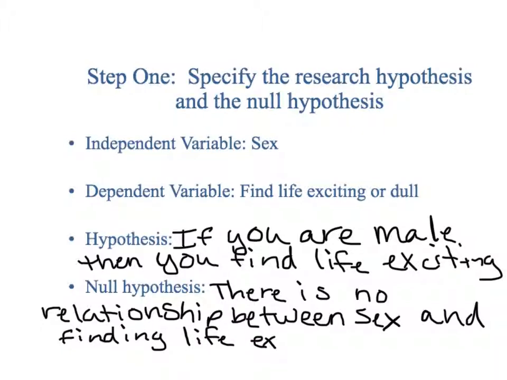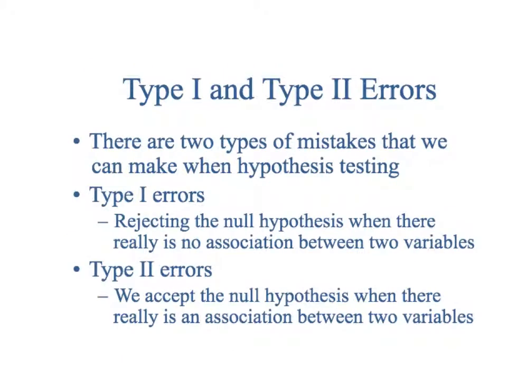So now that we have our hypothesis and null hypothesis to guide our statistics, we can move on to step 2, which is actually calculating the chi-square. Now, before we move on to calculating the chi-square, there's something I want to bring up that we haven't talked about yet. And that is type 1 and type 2 errors.